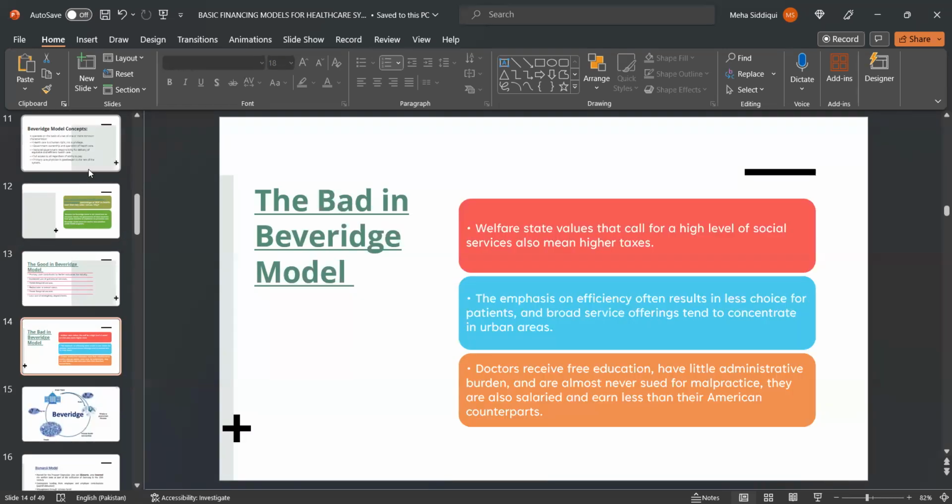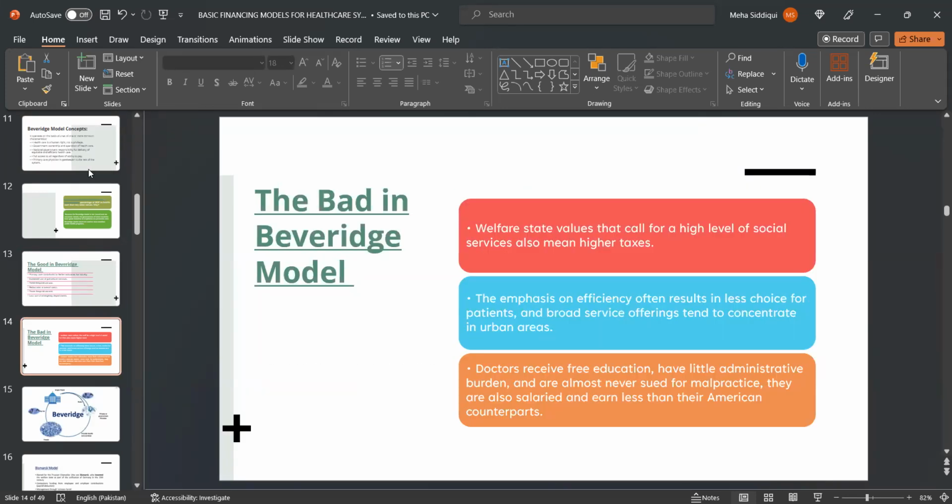The bad in the Beveridge model is the welfare state values that call for a high level of social service also means higher taxes. The emphasis on efficiency often results in less choice for patients, and the broad service offerings tend to concentrate in urban areas.